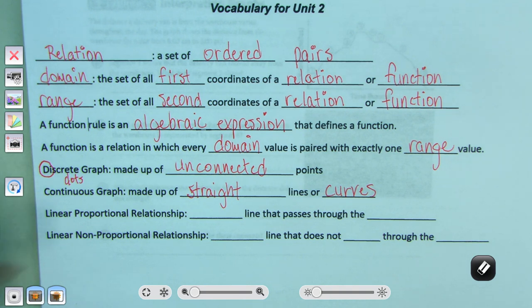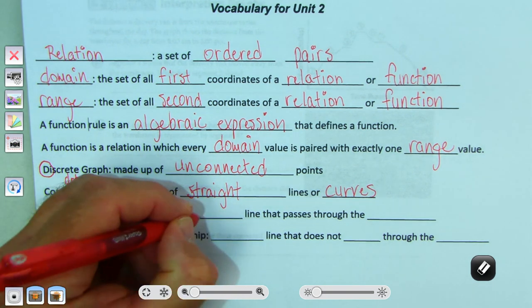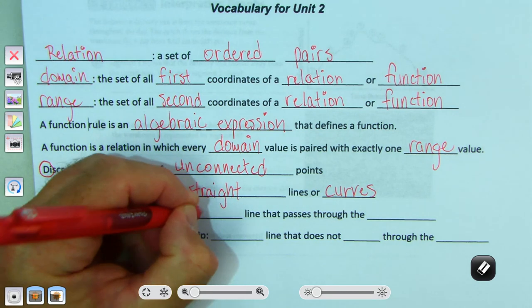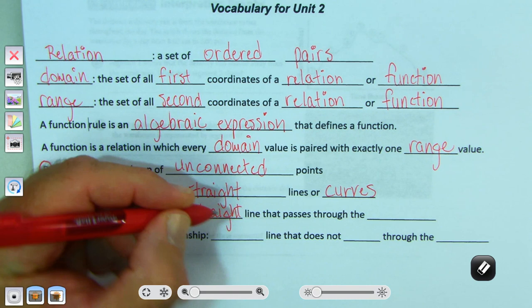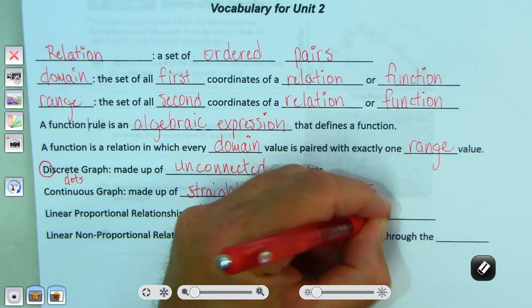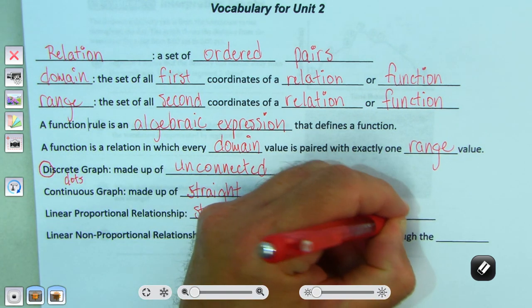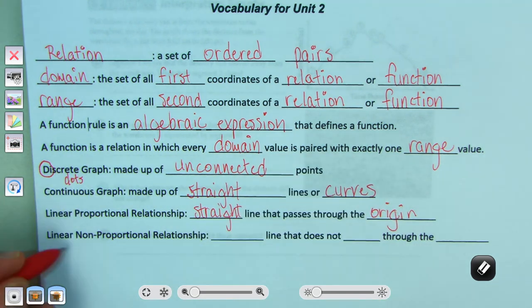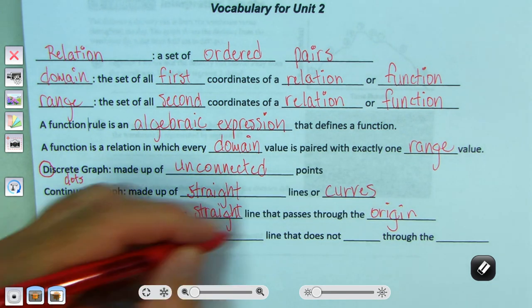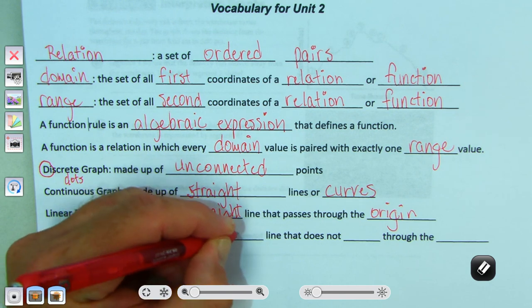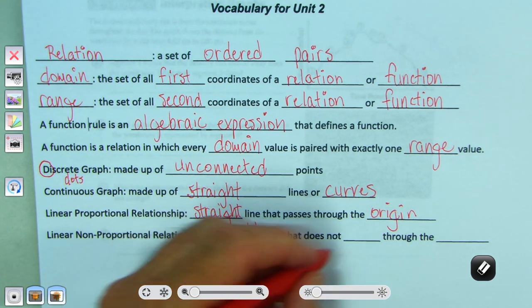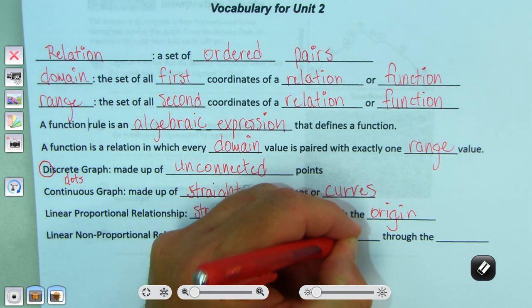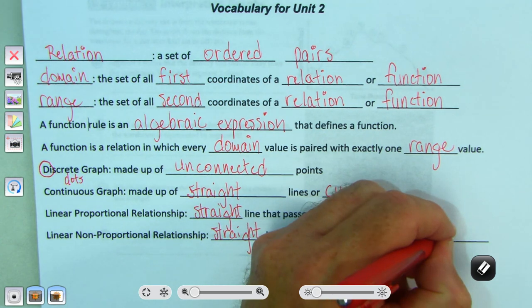And then the definition of a linear proportional relationship is a straight line. And what makes it linearly proportional is that it'll pass through the origin. It's a characteristic. But a linear non-proportional relationship is a straight line as well. But what makes it different? It's a line that does not pass through the origin.